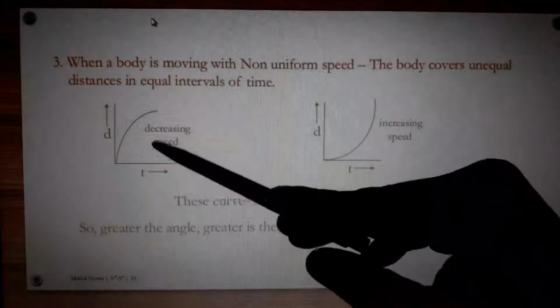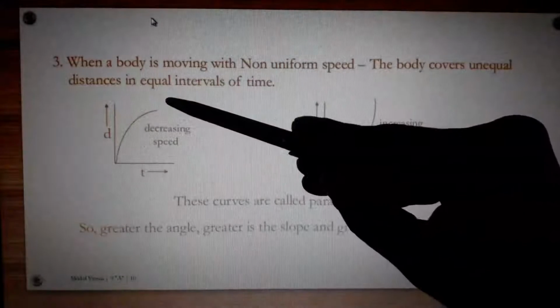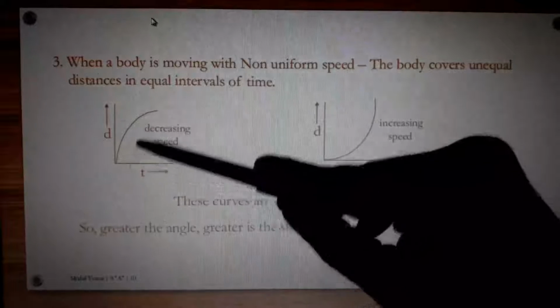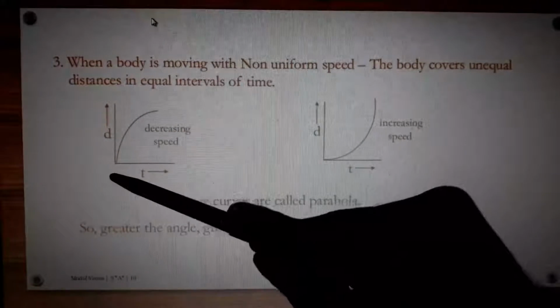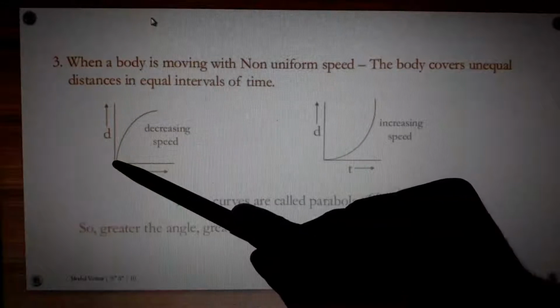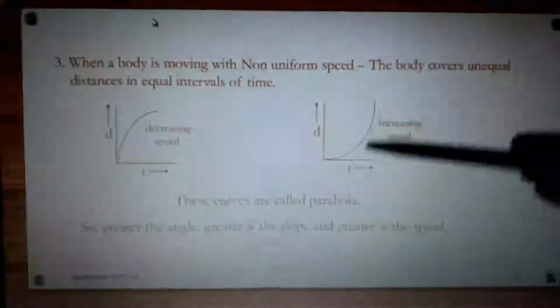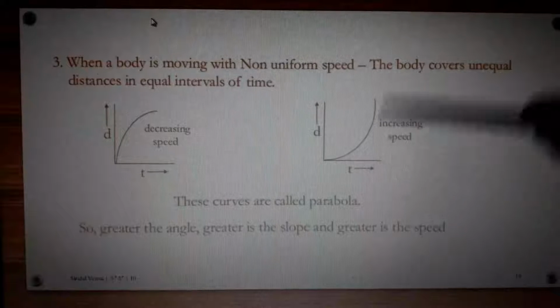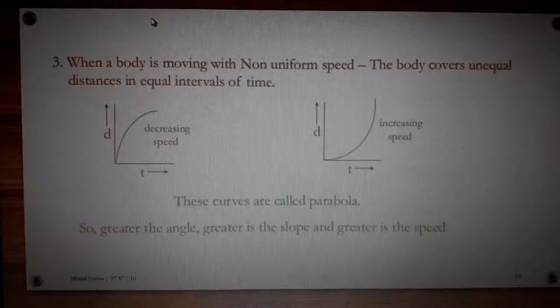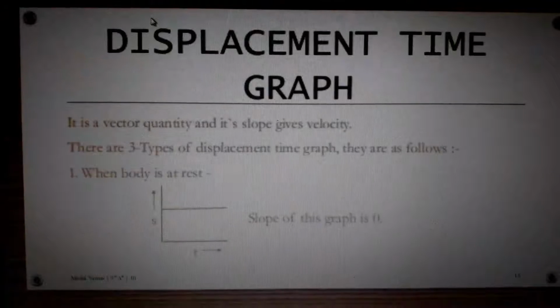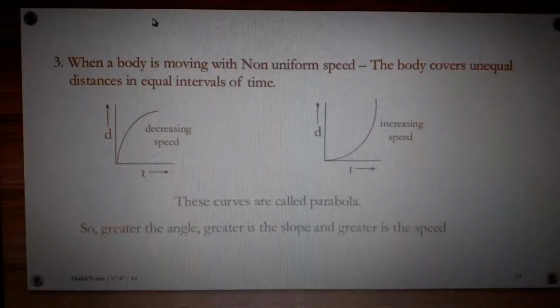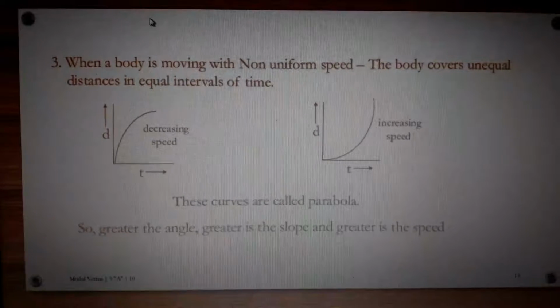If the speed is decreasing in the distance time graph, we can see that it will be a parabola which bends towards the x-axis. See, it is bending towards the x-axis. Am I right or not? But if the speed is increasing, it is bending away from the x-axis. These are the 4 cases of distance time graph. Understand? It's not that difficult. You must understand that in your mind.